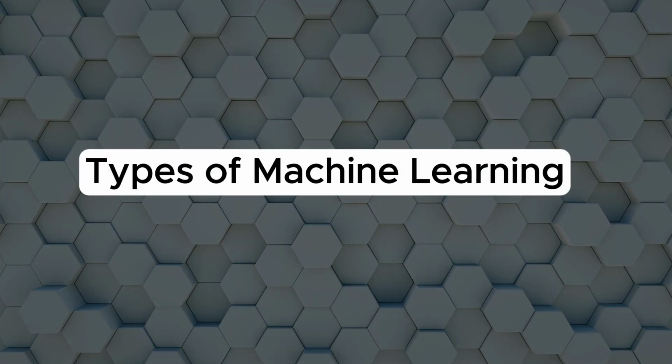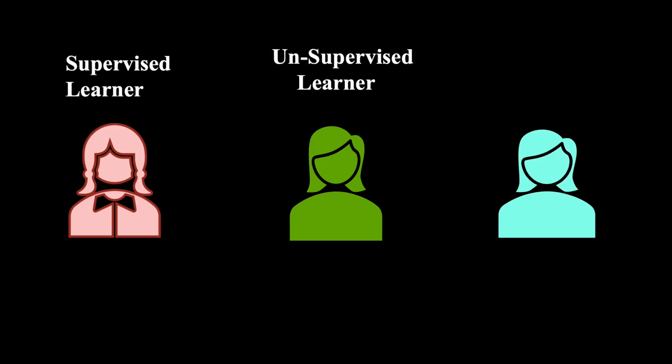In this video, we'll talk about types of machine learning. Imagine three friends walk into a restaurant for dinner. Let's meet them. The first one is a supervised learner, the second is an unsupervised learner, and the third is a reinforcement learner. Meet our supervised learner friend.